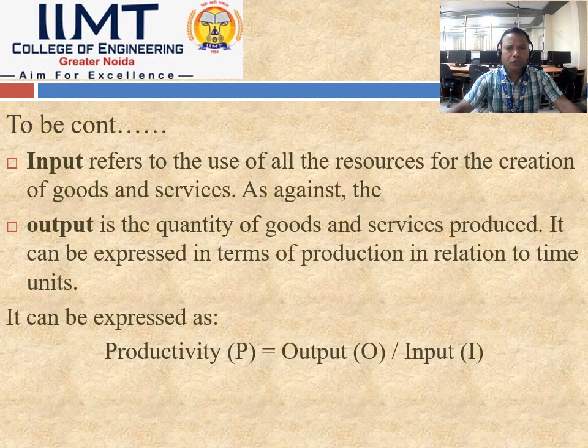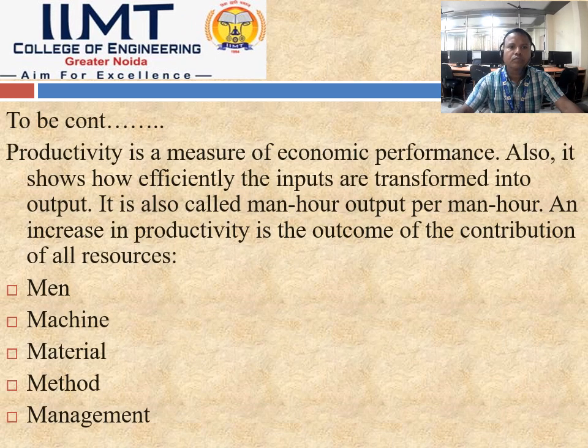Input refers to the use of all resources for the creation of goods and services, while output is the quantity of goods and services produced. It can be expressed in terms of production in relation to time units. Therefore, productivity is equal to output upon input. Productivity is a measure of economic performance. Also, it shows how efficiently the inputs are transformed into output. It is also called man-hour output per man-hour. An increase in productivity is the outcome of the contribution of all resources.